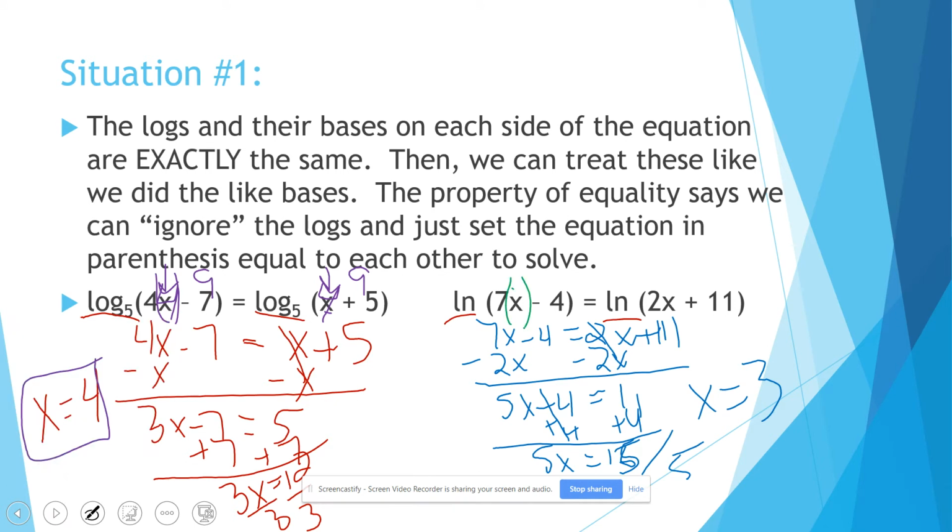Again, we have to make sure we plug that back into the original equation to see, is that a good answer or is it extraneous? So 7 times 3 is 21. 21 minus 4 is 17. So we have the natural log of 17. On the right side, 2 times 3 is 6. 6 plus 11 is 17. So those are both positive answers, and we have the natural log of 17 is equal to the natural log of 17.